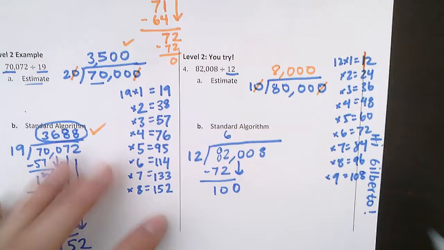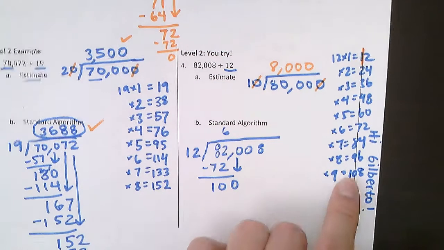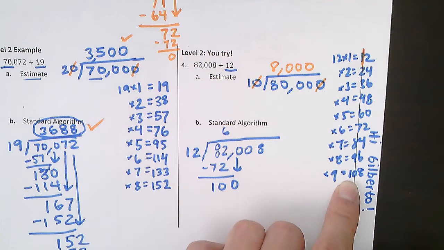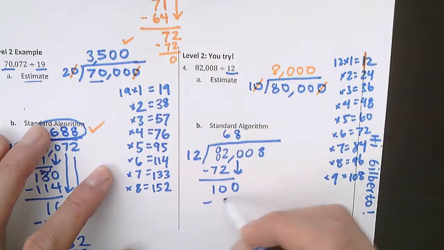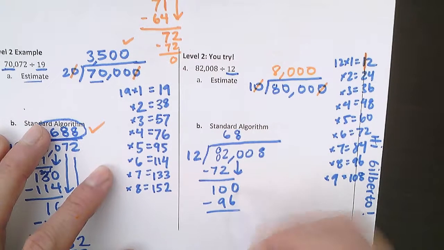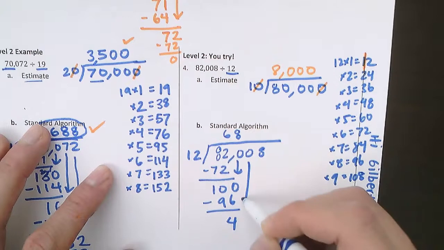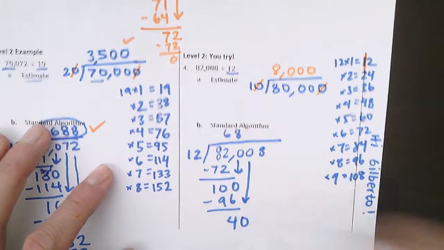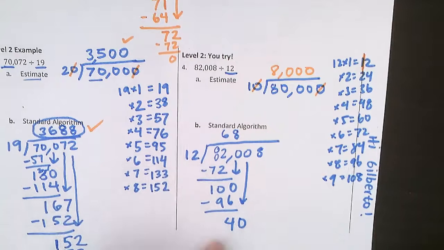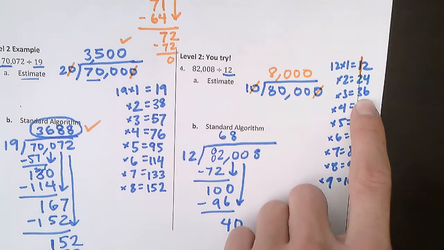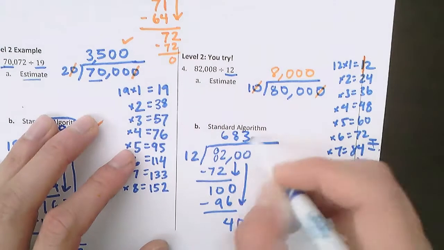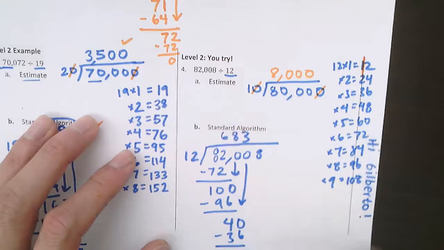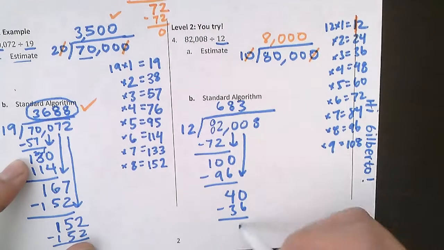Bring down the 0. How many times can 12 go into 100? Check our chart. Times 9 is 108. That's too much, so we got to do times 8, 96. So 8 times 12 is 96. 100 minus 96 is 4. Bring down the 0. How many times can 12 go into 40? 36. So 3 times. 3 times 12 is 36. Subtract that. 40 minus 36 is 4.